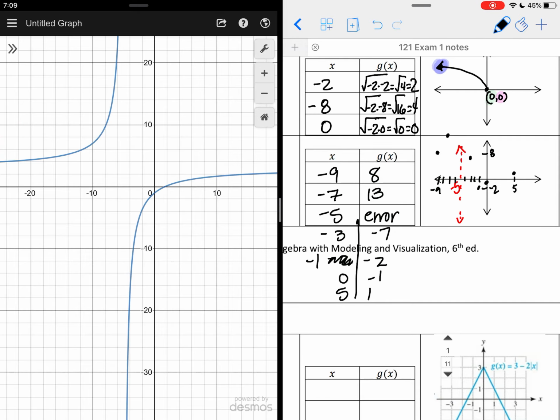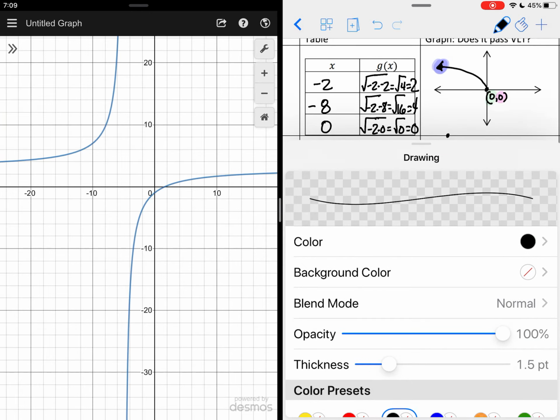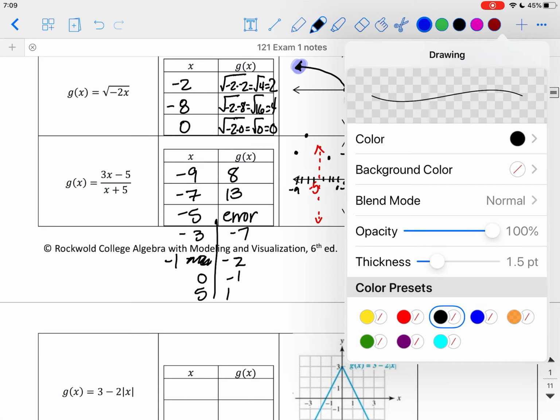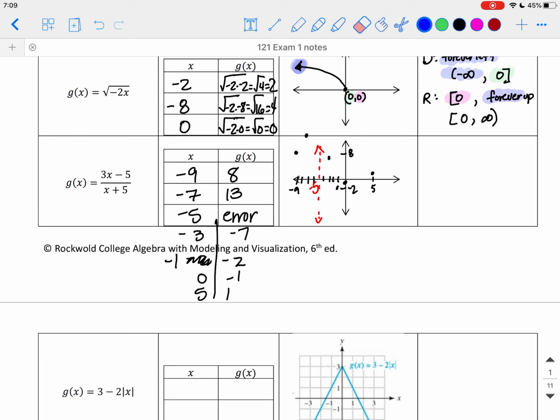Oops. Some of you might have caught my mistake. Let me fix it. Let me erase here. If we were in a face-to-face class, some of you would have gotten some points here. It is what it is. So at -3, it was -7. So right here-ish. Okay, so let me connect the dots.